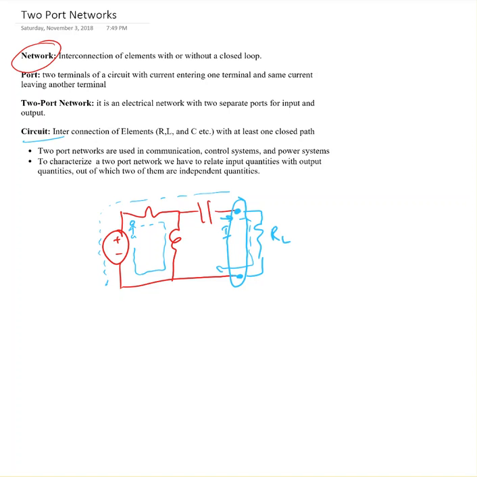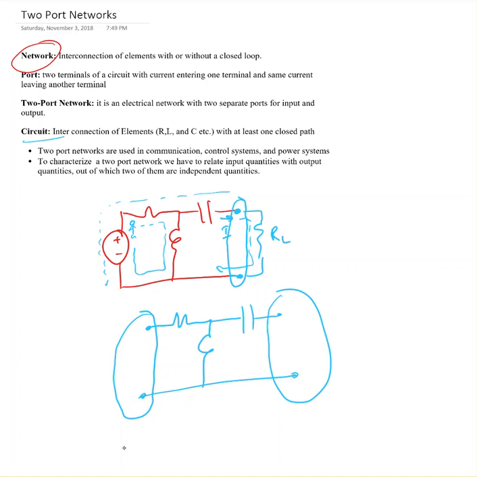A two-port network is an electrical network with two separate ports, one for input and the other for output. If you look at this circuit, I have three elements connected, so we call this a network because there is no closed path. But in this network, I have two ports. That's port 1, that's port 2. This is port 1 and port 2. So this is called a two-port network.